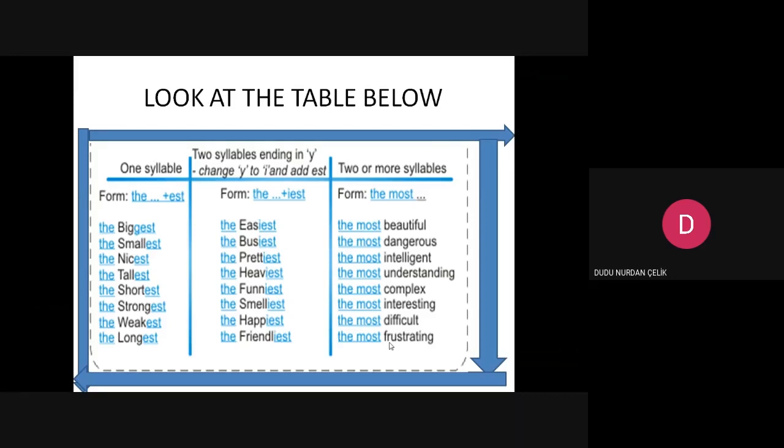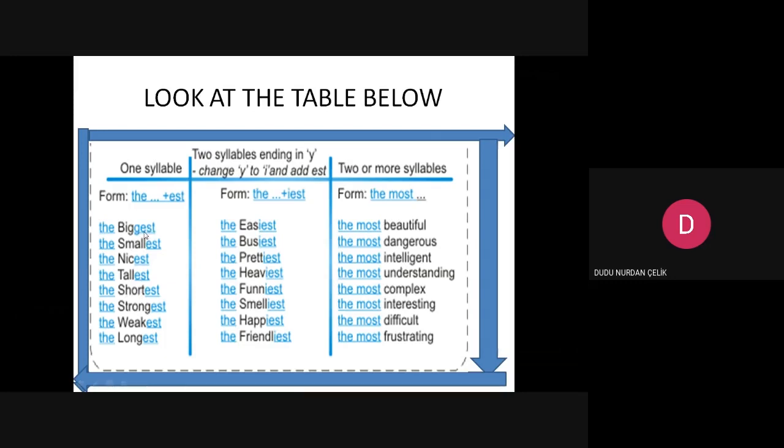Look at this table, please. In comparative forms, I told you about one syllable, two syllable, two or more syllables, or we can say long syllable adjectives in that unit. Now we're going to talk about them again, because in superlative forms, we have some rules also. When we talk about one syllables, this is big, small, nice, tall, these are all one syllables.